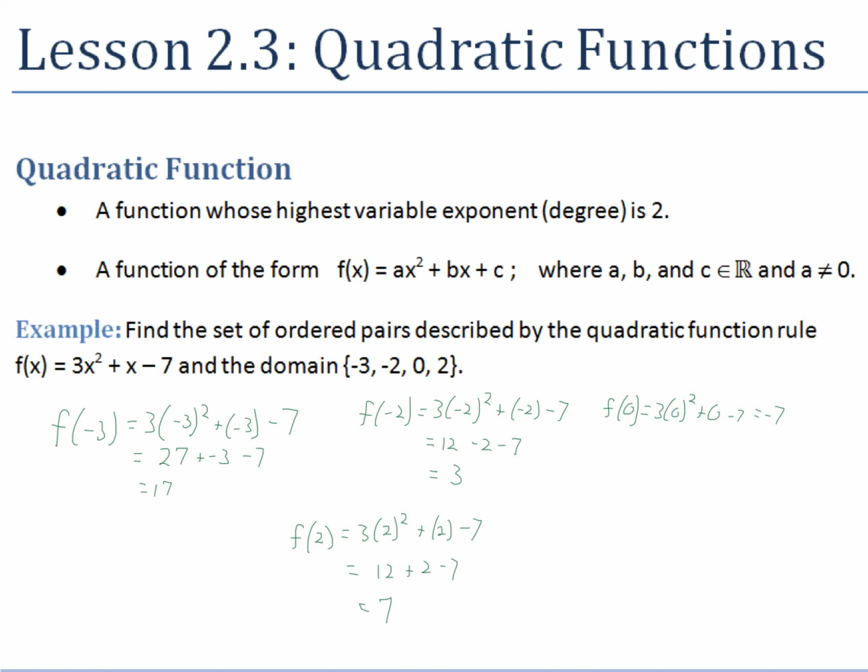So there you have it. It says find the set of ordered pairs. So the ordered pairs are (-3, 17), (-2, 3), (0, 7), and (2, 7).